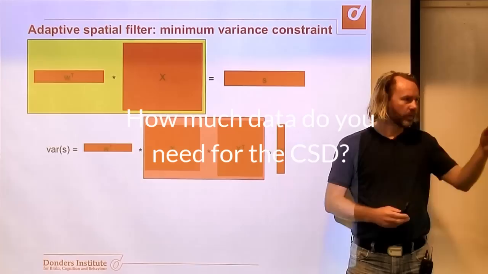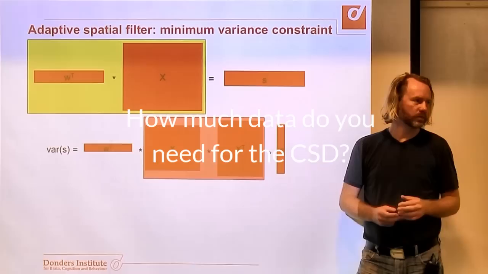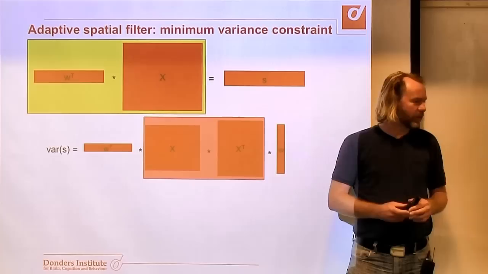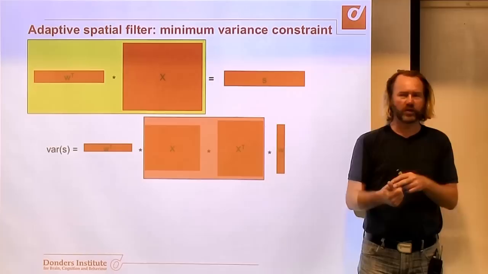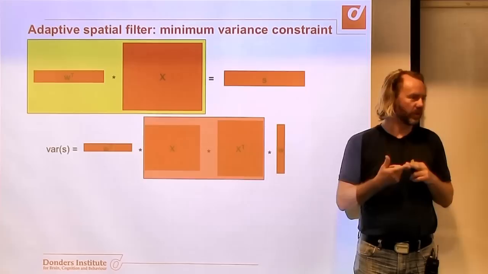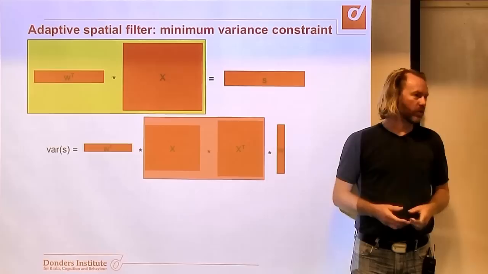How much data do you need to make a reliable spatial filter? A few seconds or? It depends a lot on the signal-to-noise characteristics of the data. We're using the data covariance matrix, first of all, to estimate the source of interest, but also to estimate all the interfering sources, because we want to actively suppress all the interfering sources.